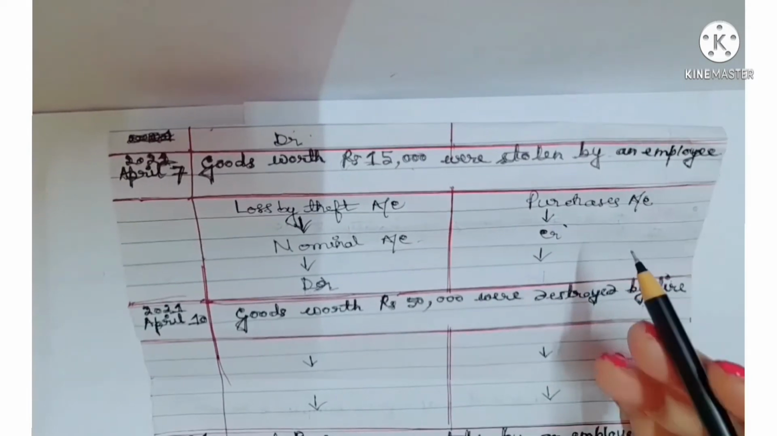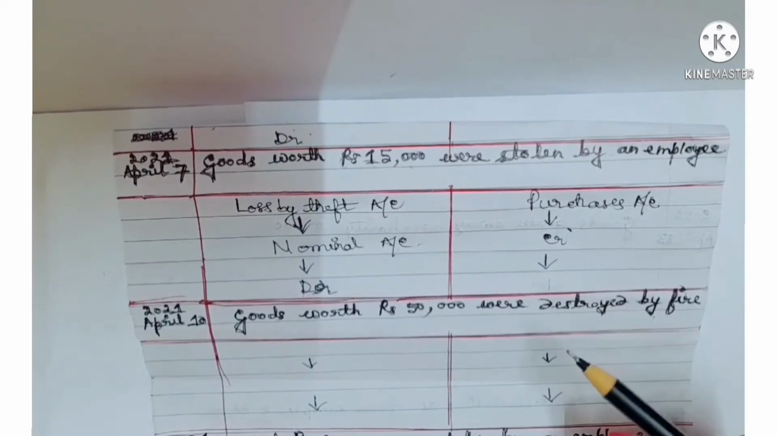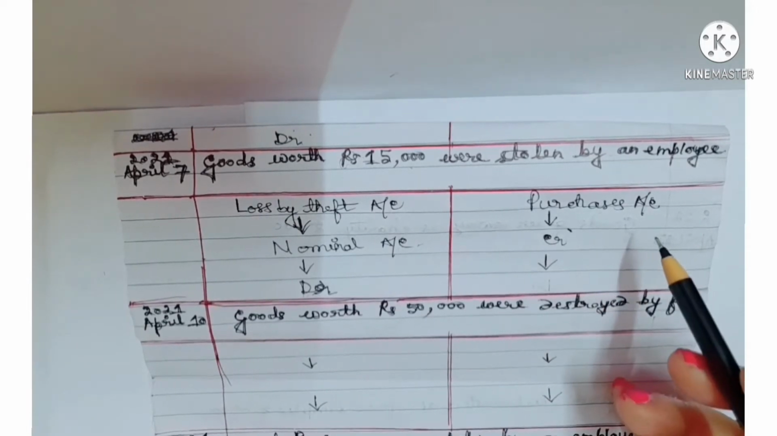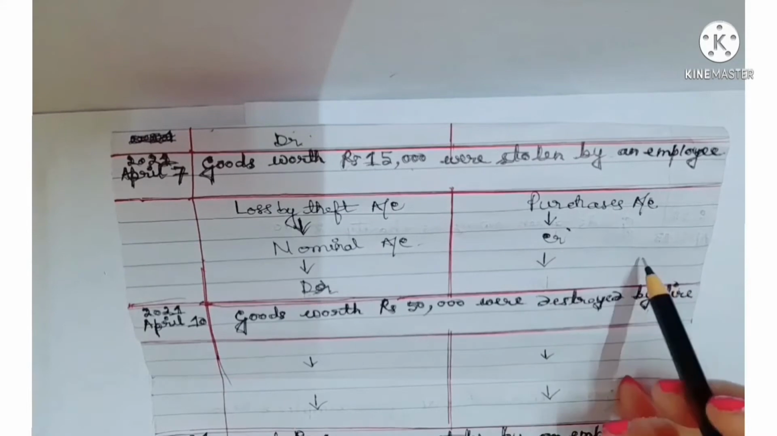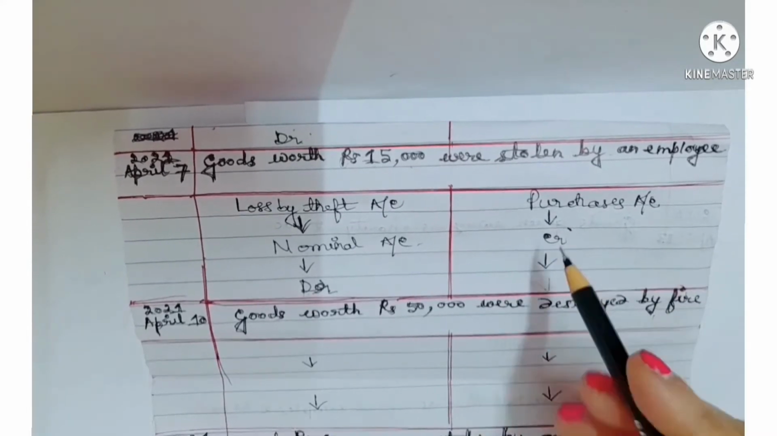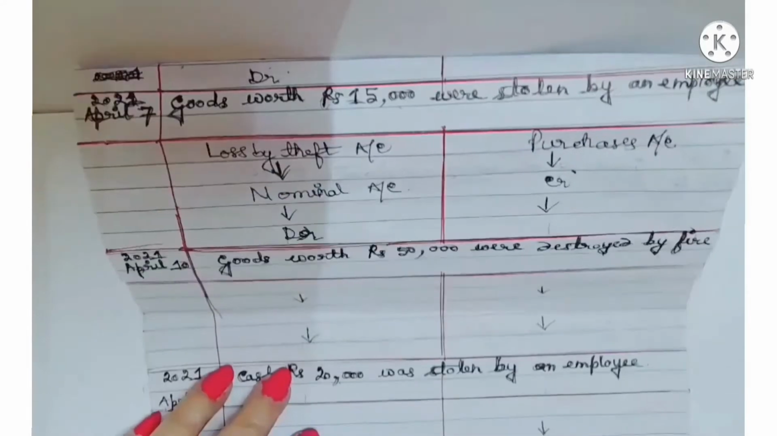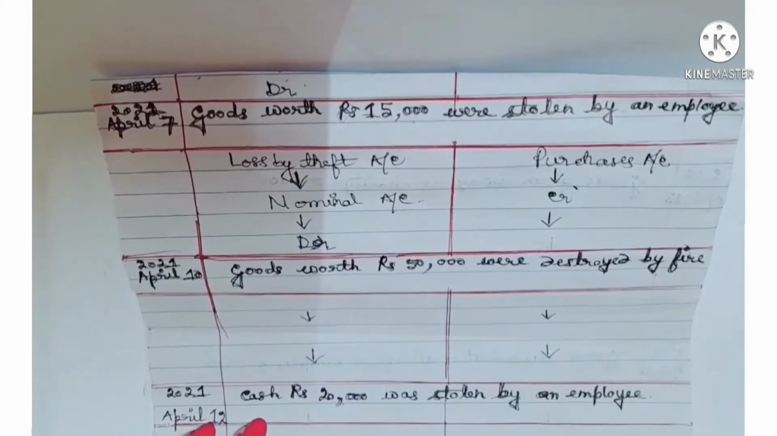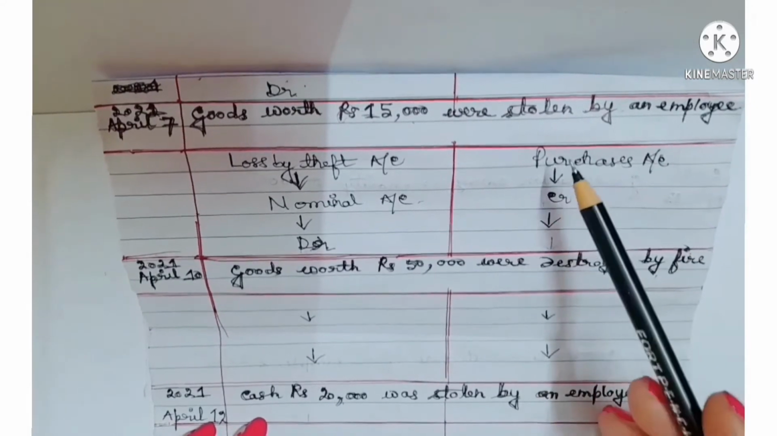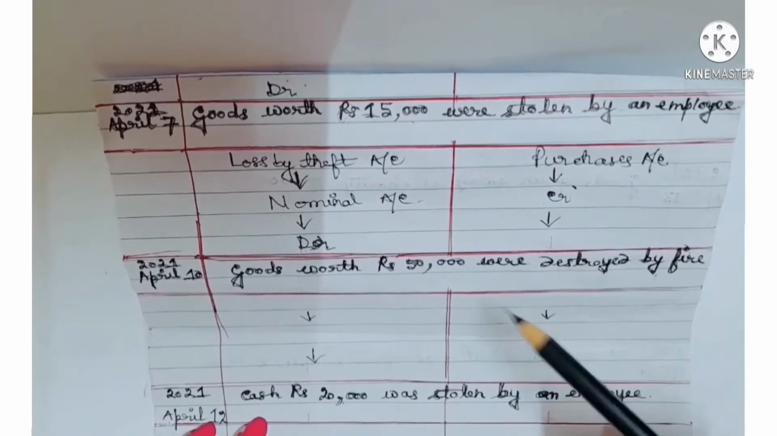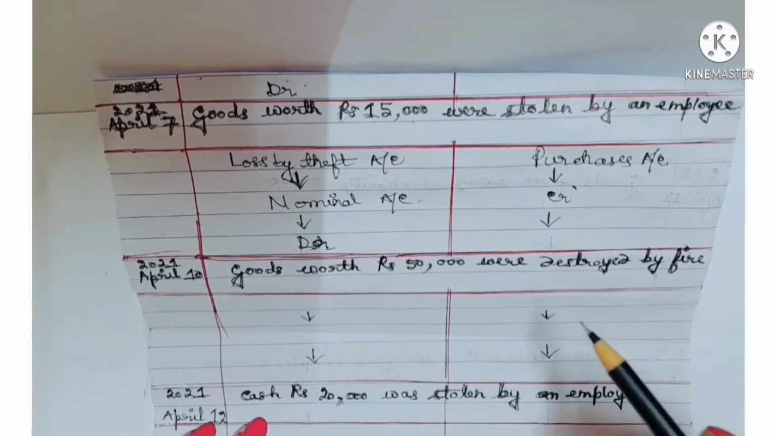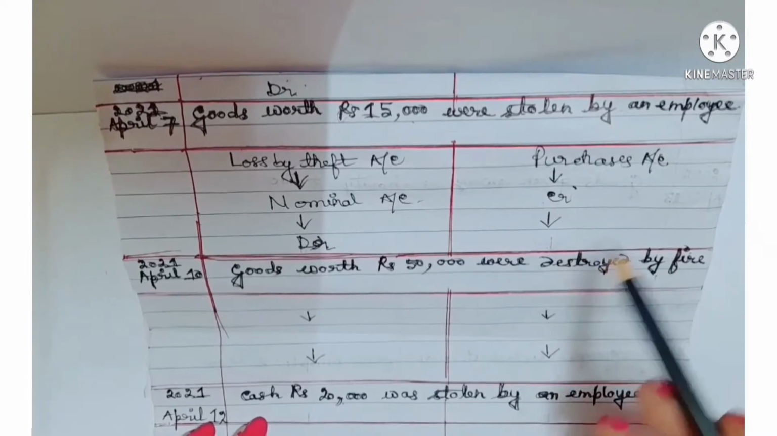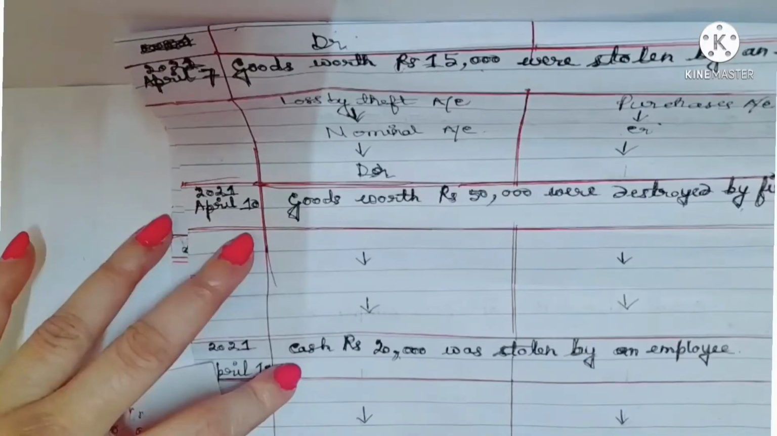Here the 3 golden rules of accounting won't be applicable. This is an exception. Understood? Because the sale has not taken place, we cannot credit sales. So purchases account should be credited. Why? Because the goods go out of the business at cost price and not selling price. How can we credit sales account when the sale has not taken place? Understood?